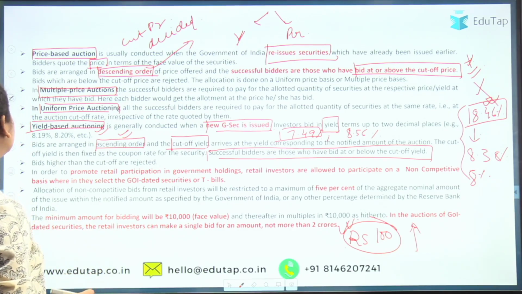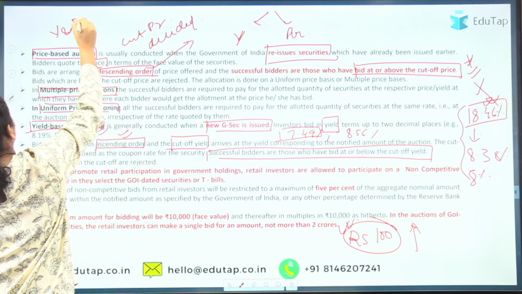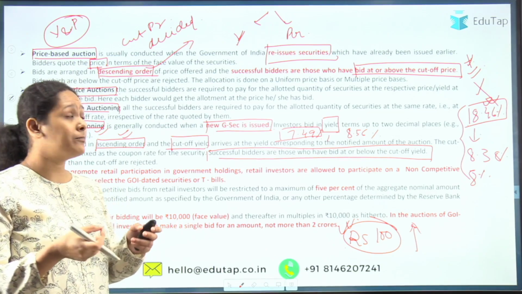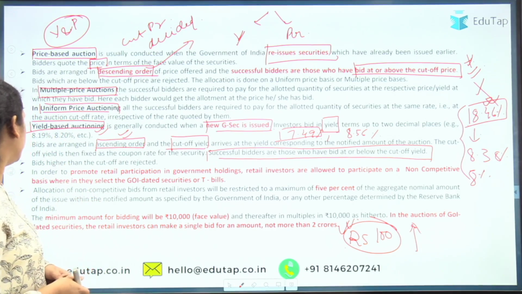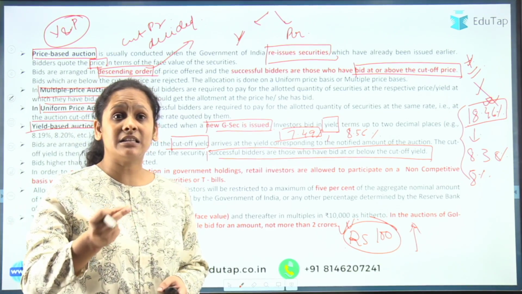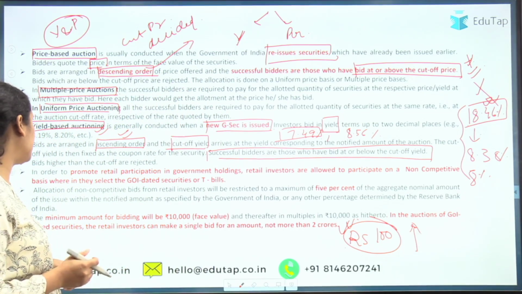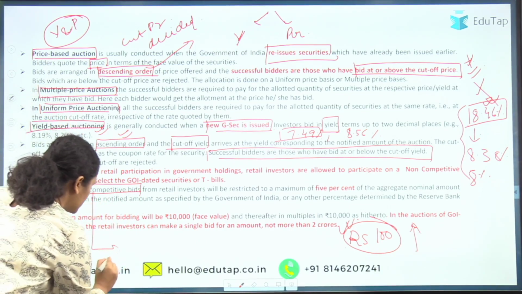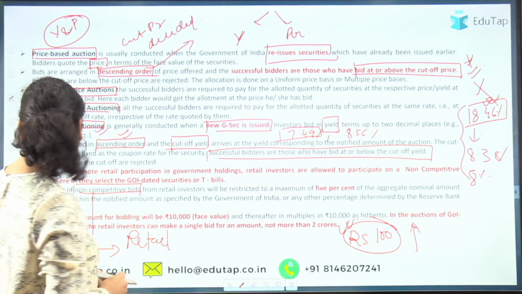नाउ कीप इन माइंड दैट the yield based and the price based auctioning are known as competitive auctioning method. क्यों competitive? क्योंकि here people are competing with each other to receive the government security, ठीक है. Now what is a non-competitive bidding? See, with the view of increasing the participation of retail investors in GSEC market, गवर्नमेंट ऑफ इंडिया केम अप विथ नॉन कॉम्पिटिटिव बिड्स, ठीक है. किसके लिए है? रिटेल इन्वेस्टर्स के लिए. इट इज फॉर रिटेल इन्वेस्टर्स, ठीक है.